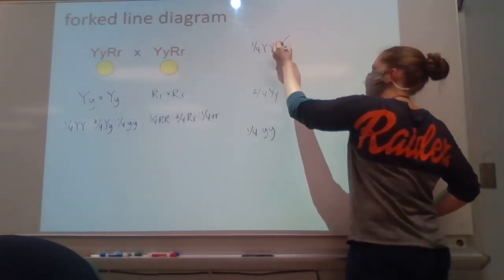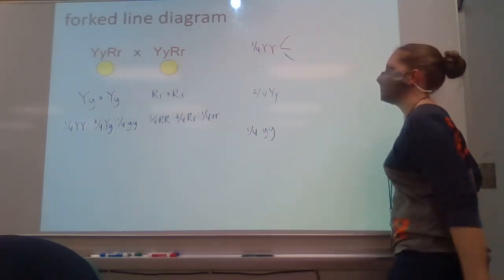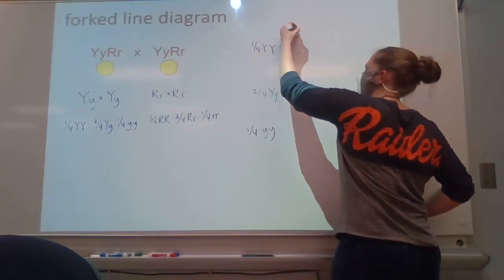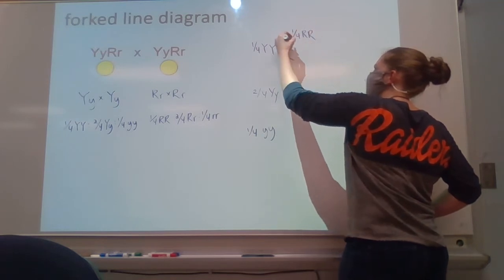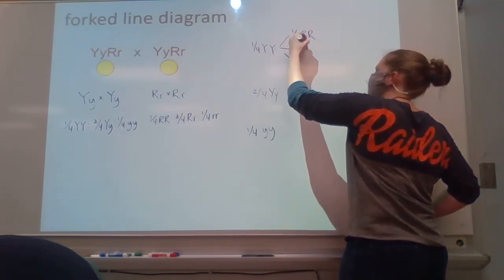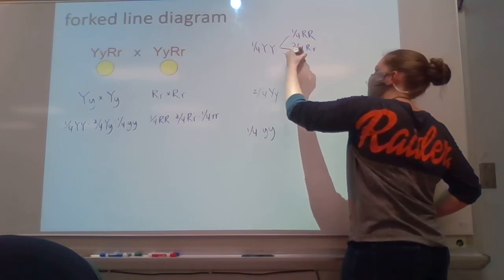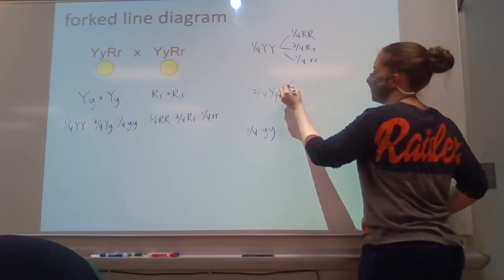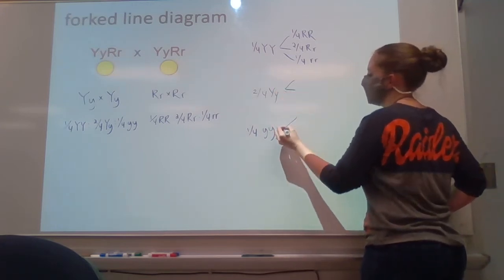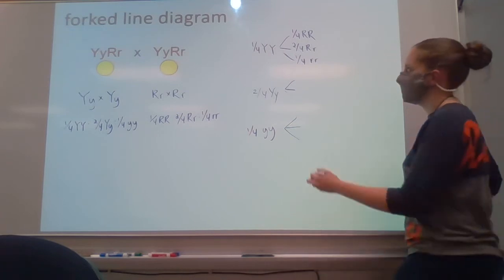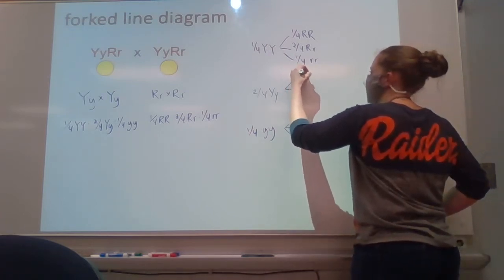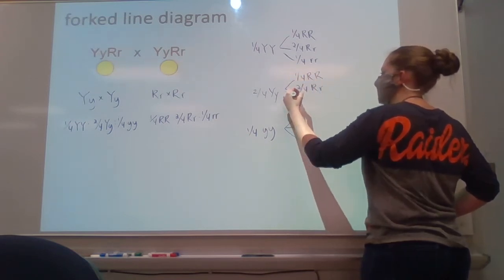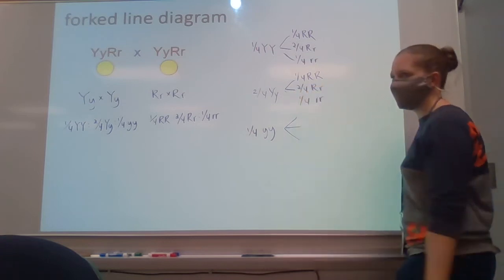I need to multiply this by every possible probability of the second trait. 1/4 homozygous dominant, 2/4 heterozygous, 1/4 homozygous recessive. And I'm going to repeat that for my other two probabilities. 1/4 homozygous dominant, 2/4 heterozygous, 1/4 homozygous recessive.